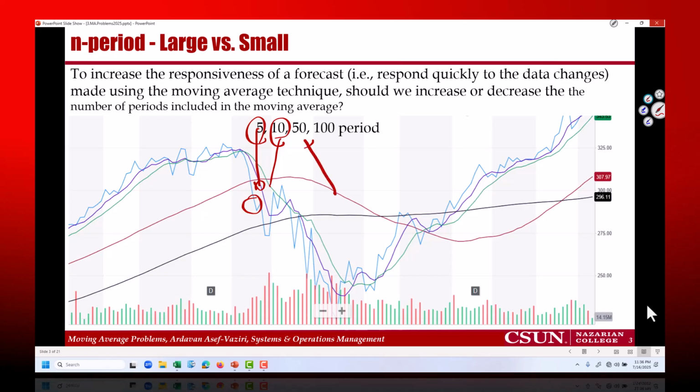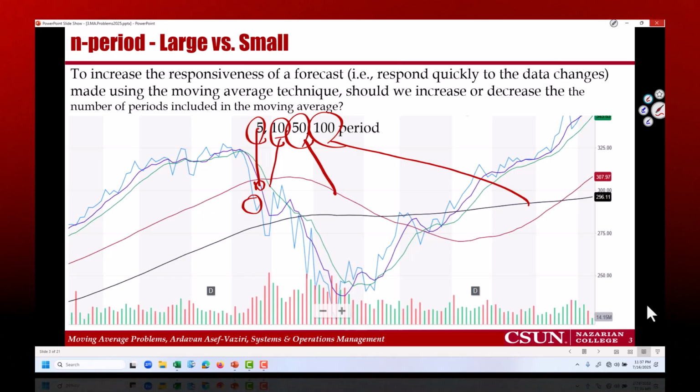This is 50-period moving average. And this is 100-period moving average. The larger the number of periods in the average that we compute, the smoother. The smaller the number of periods, the more responsive to the recent changes.